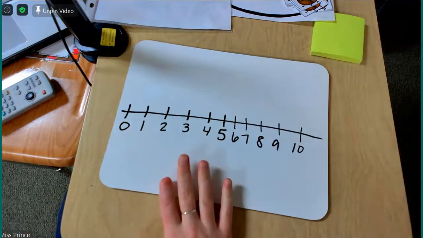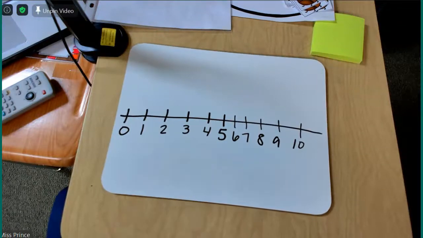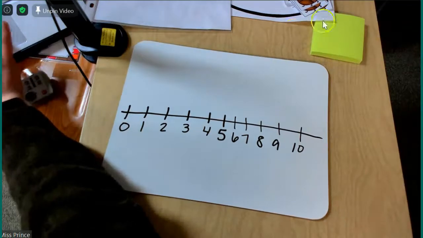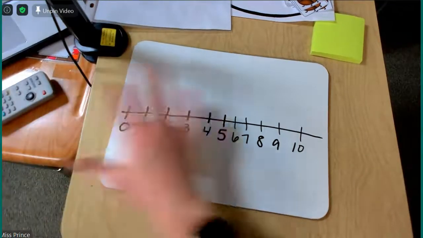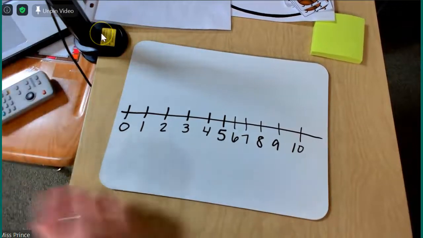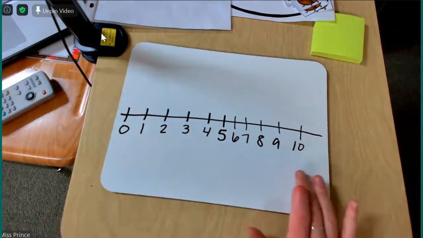And we're going to be using this today for our worksheet. So, I'm going to put hands down, and I want you to let me know when you have this written down on your whiteboard by raising your hand. I want to see 0 all the way to 10.